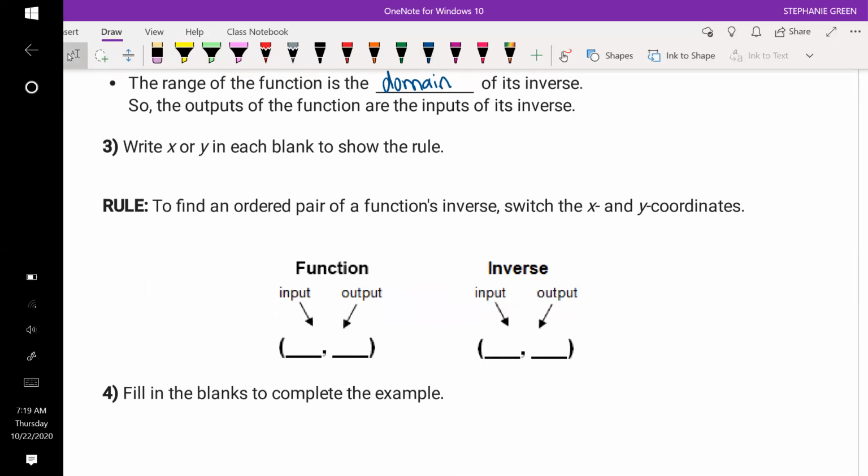So down here, if I have a point in my function x comma y, then in my inverse, I'll have the point y comma x. So for example, if the point 1 comma 5 was in my function, then the point 5 comma 1 would be in my inverse.